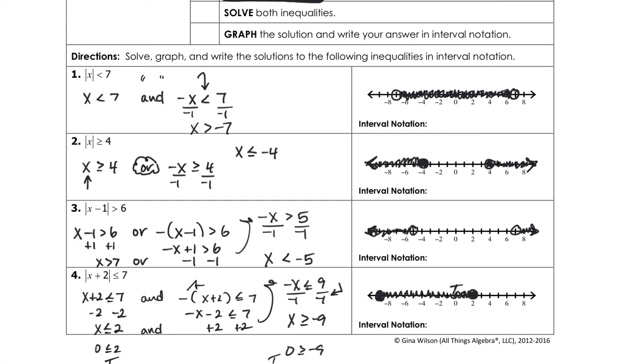And that's the end of absolute value inequalities. That's as far as we go for this particular one. There are some more practice problems here that we can go over, but I'm not really going to do them. I'm just going to talk about them, and then hopefully you guys can do them in class.